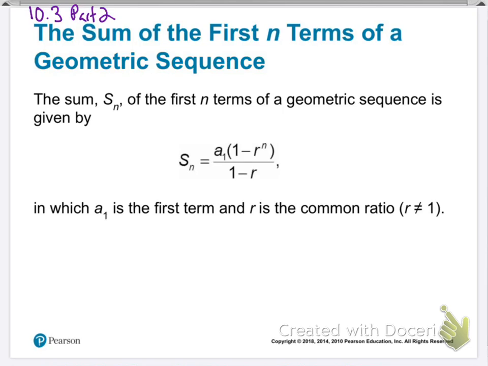So the sum S sub n of the first n terms of a geometric sequence is given by this formula, in which a sub 1 is the first term and r is the common ratio that's not equal to 1. Because obviously that would make it a 0 in the denominator, and we cannot have that. Take a second, write it down, pause the video if needed.